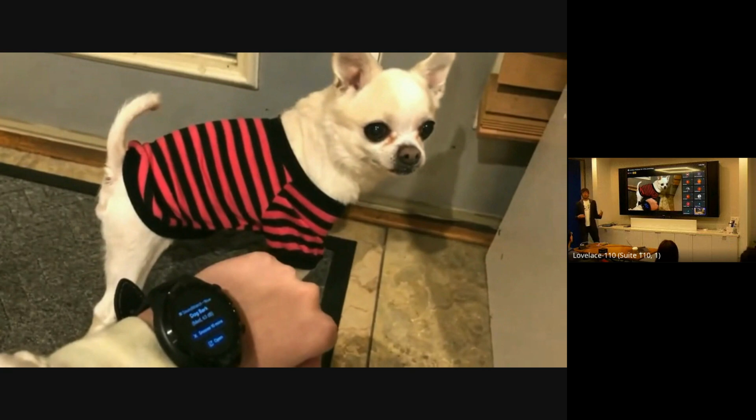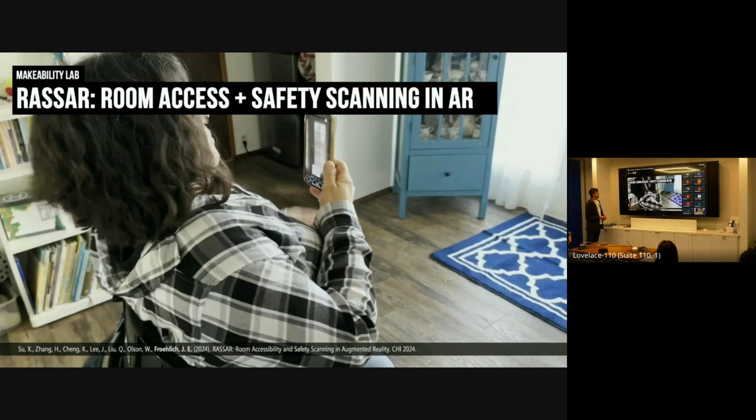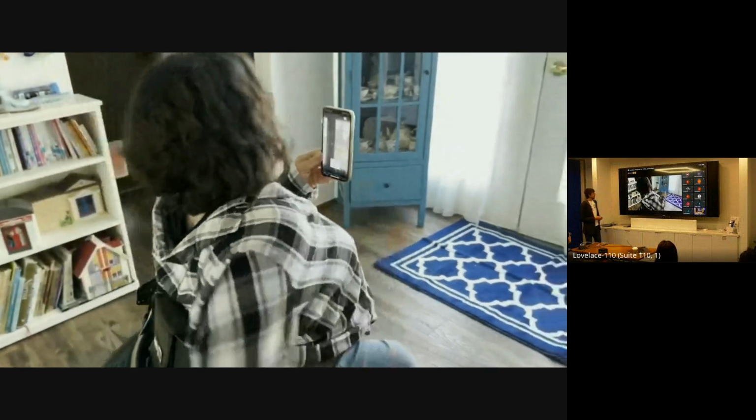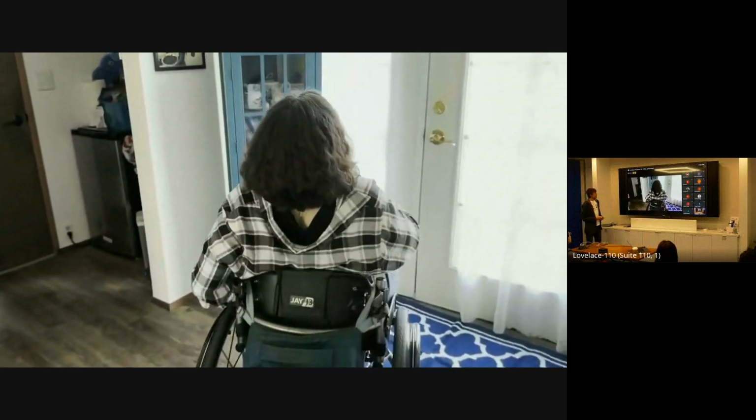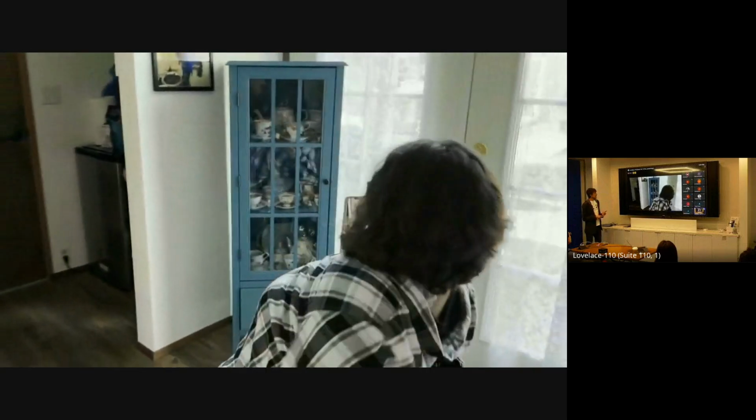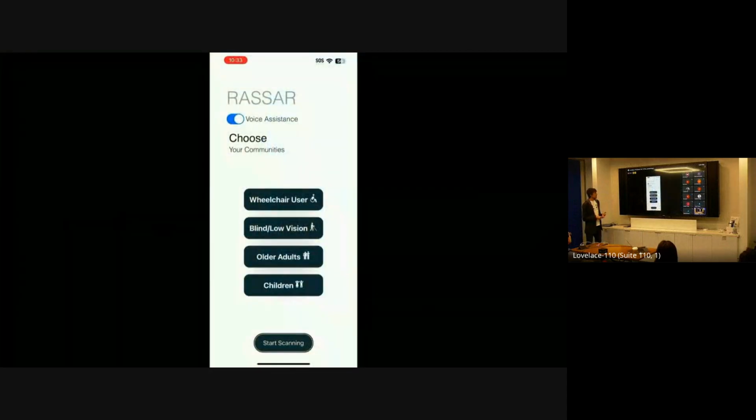So we have active work that we're submitting to ASSETS next week on personalizing these models so that it can recognize your dog's bark or your cat's meow or your kid's cry. And then some recent work in looking at indoor accessibility assessment, again, leveraging increasing cell phone sensors that are in the iPhone. Here we're doing an accessibility scan using both LiDAR and real-time computer vision.